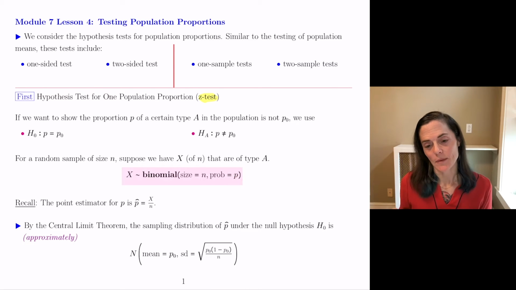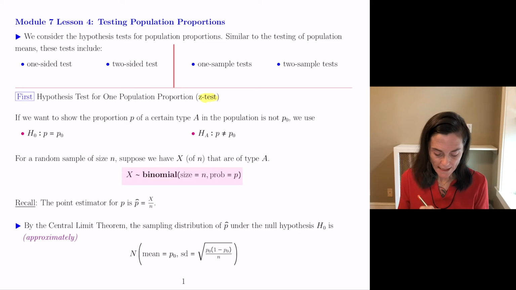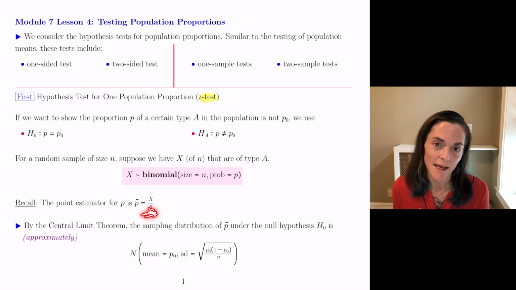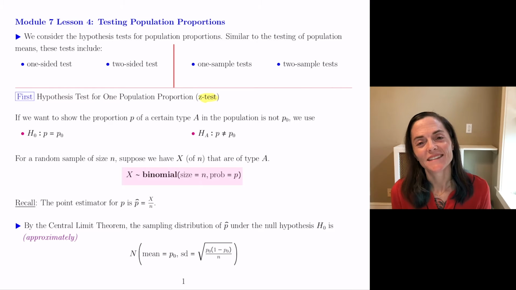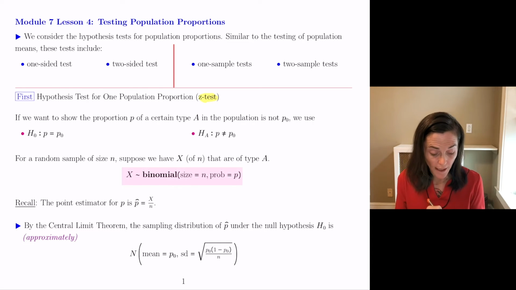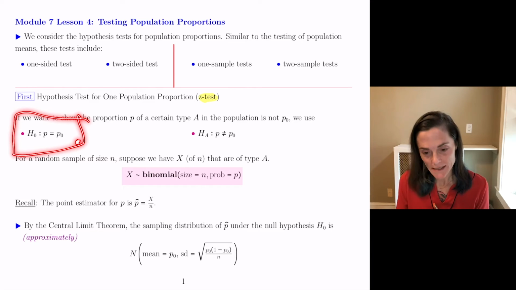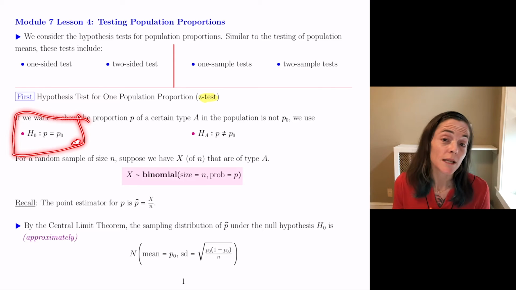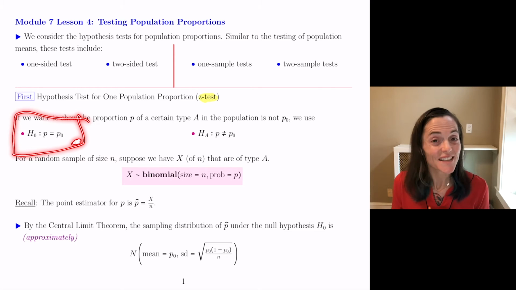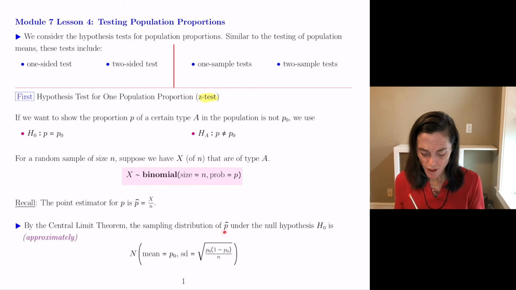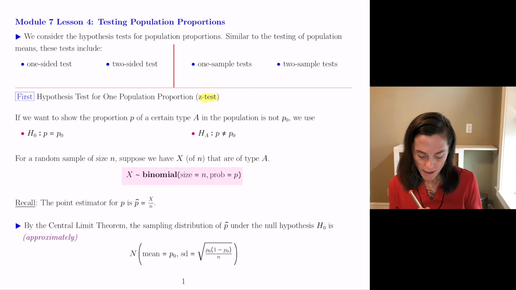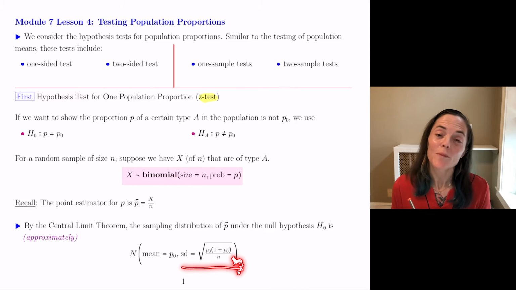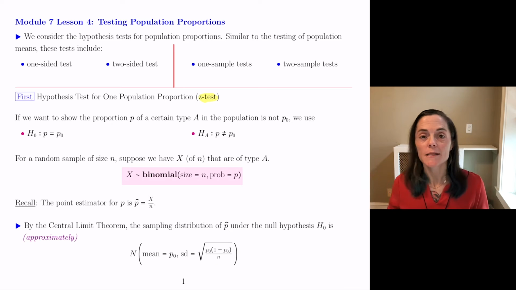If we want to estimate p from our sample, the point estimator is p hat, which is x over n. It's just the proportion of type A in our sample. Now, under the null hypothesis, and this is an important part, if we are working with the assumption that p equals p0, and also using the central limit theorem, which means n needs to be sufficiently large, then the sampling distribution of p hat is approximately normal with mean p0, and here's the standard deviation. This really follows from things we have discussed before.